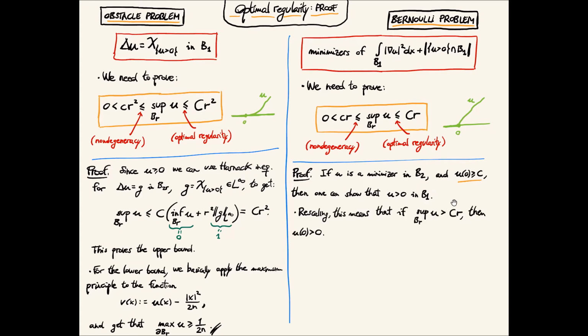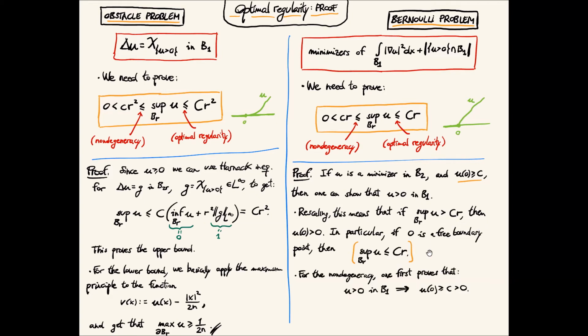And rescaling this, you get that if the supremum in BR is bigger than C times R, then U of 0 would be positive, which is a contradiction if you assume otherwise. So this means that if U of 0 is 0, so that it's a free boundary point, then the supremum is less than or equal to C R. So this proves the upper bound.